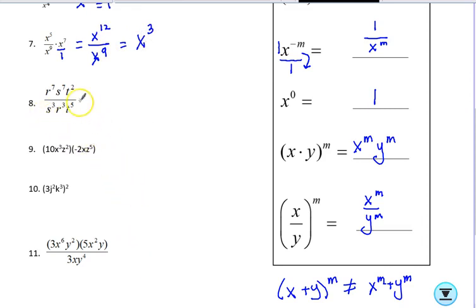8 is a little tricky. You have to match up like terms. I have my r and my r, subtract, my s and my s, subtract, the t and the t. Oh, but now t to the negative 3, that's a negative exponent. We have to go one more step and move that to the denominator and leave the other terms in the numerator.